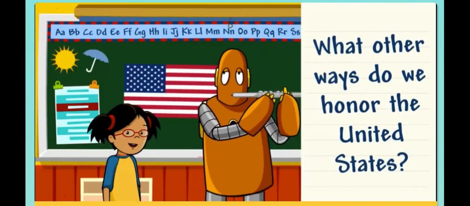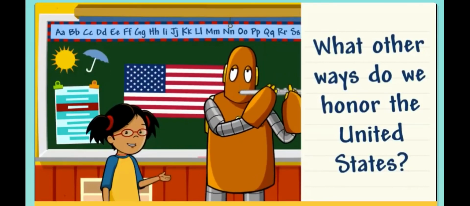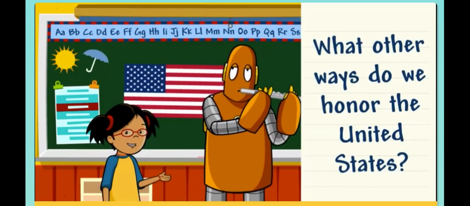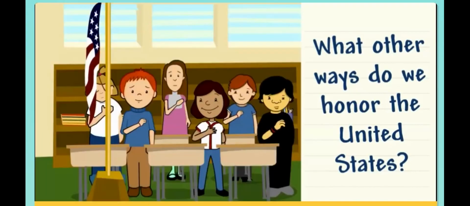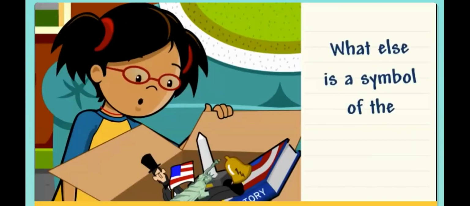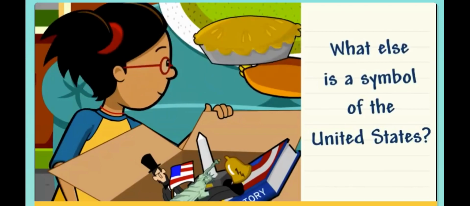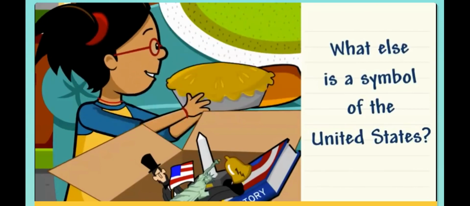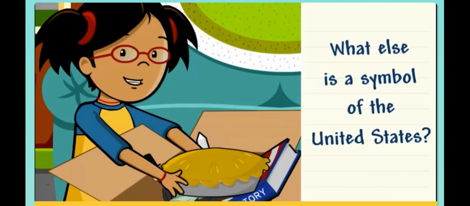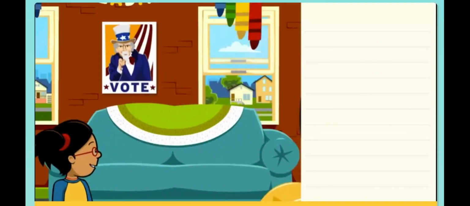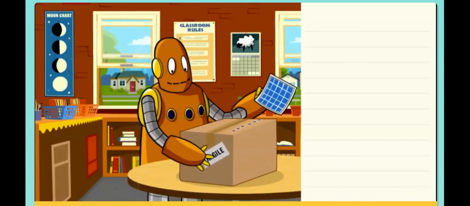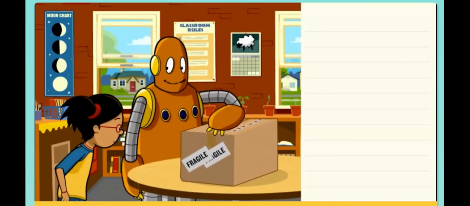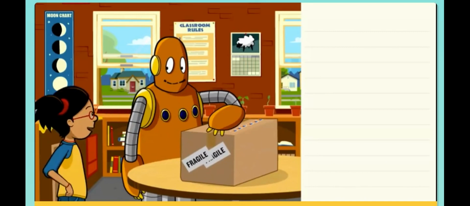The Star Spangled Banner is our national anthem. That means it's a song that stands for the whole country. Some classes face the flag to say the Pledge of Allegiance. The Pledge of Allegiance is a promise to respect the United States. What else is a symbol of the United States? Good idea. There's that saying, American as apple pie. Moby, what else did you put in there?